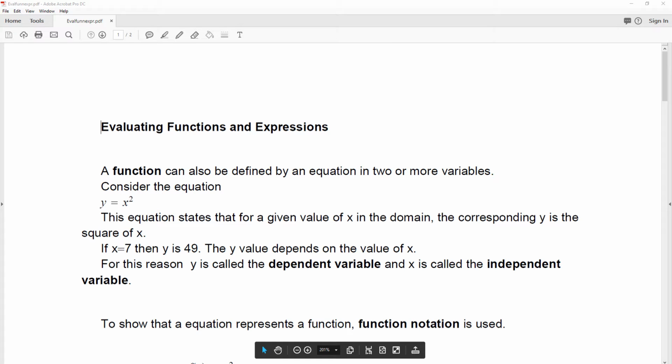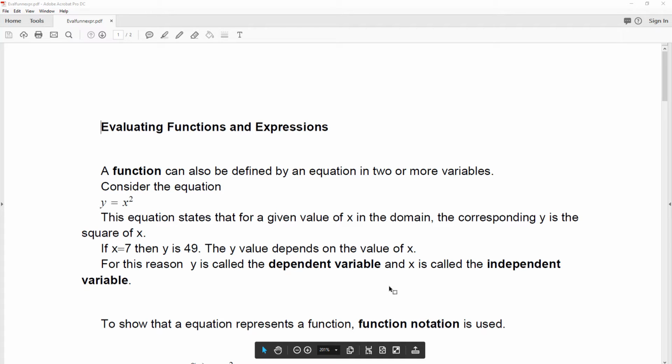Evaluating functions and expressions. A function can also be defined as an equation in two or more variables. Consider the equation y is equal to x squared. This equation states that for a given value of x in the domain, the corresponding y is the square of x. For example, if x is equal to 7, then y will be 49. The y value depends on the value of x. For this reason, y is called the dependent variable and x is called the independent variable.